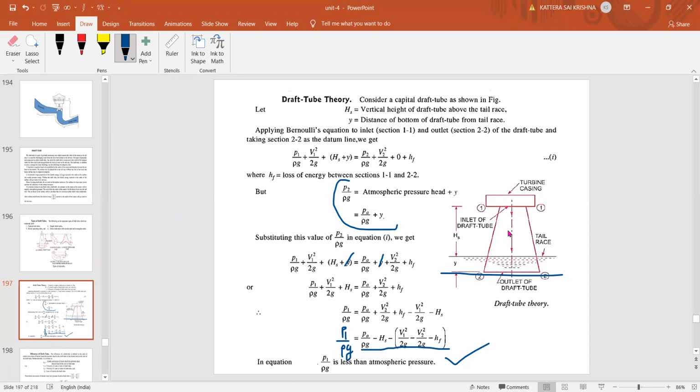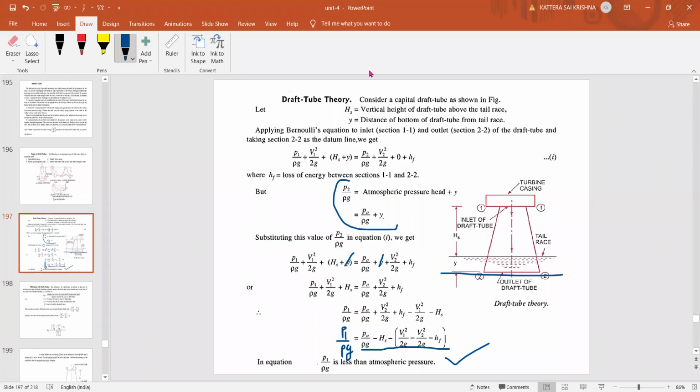So to send that less than atmospheric pressure out, we need to use a draft tube, right? That's why we are using a draft tube, which allows the vacuum pressure. You can say below atmospheric pressure means vacuum pressure. To send it out, the water should come out with that, so we are using the draft tube there, right? So no need to remember anything. We just need to remember this final formula.